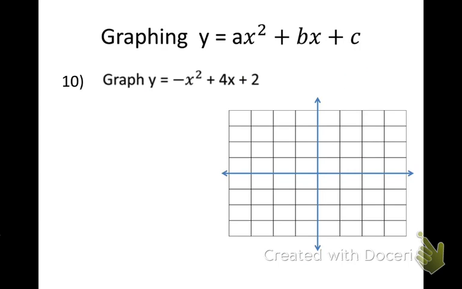Take a couple seconds, try number 10. Same thing, go through the same 5 steps. Find the axis of symmetry, find the vertex, find the y-intercept, pick one more value. Alright, go through those steps.